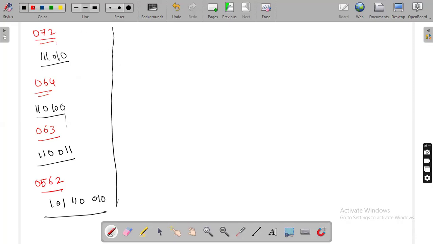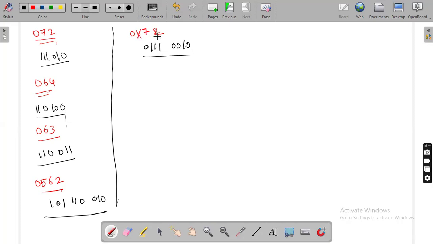Similarly, how to write binary for hexadecimal 72? I already told you in hexadecimal each digit represents 4 bits, right? Then how to write hexadecimal binary now? 2 in 4 bits format is 0, 0, 1, 0. 7 is 0, 1, 1, 1. So this is the binary for hexadecimal 72.